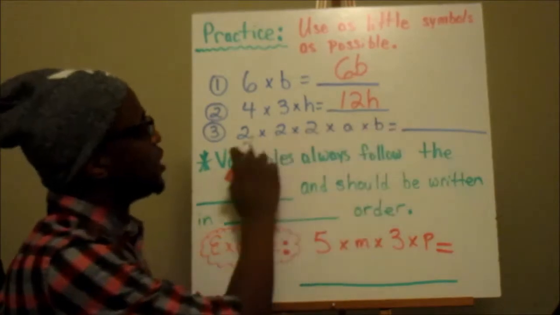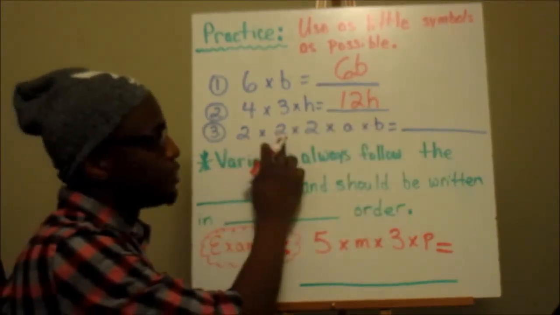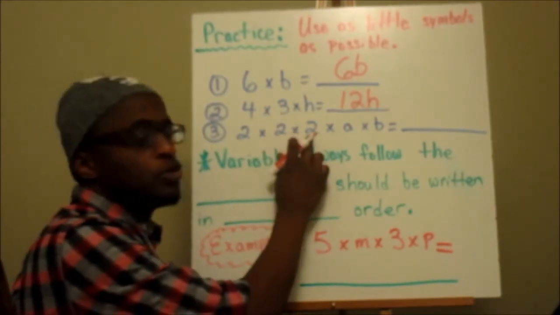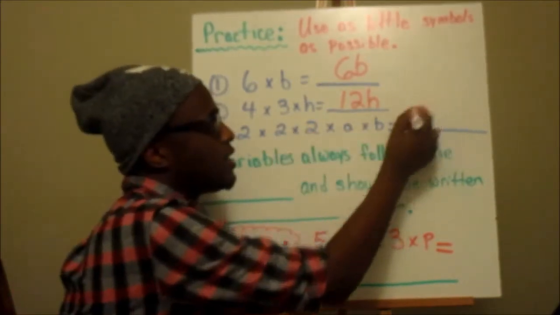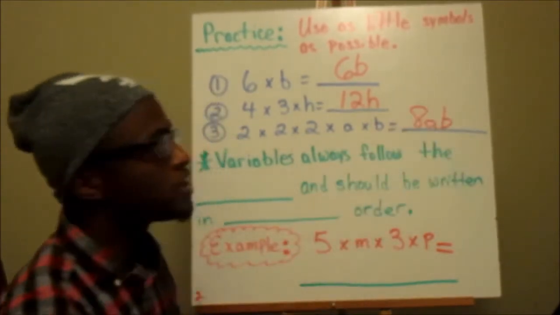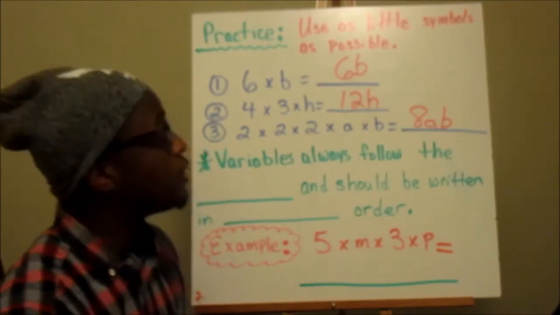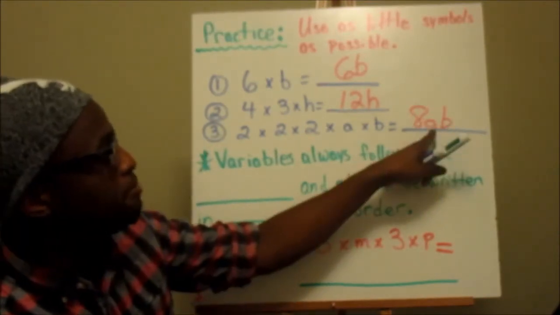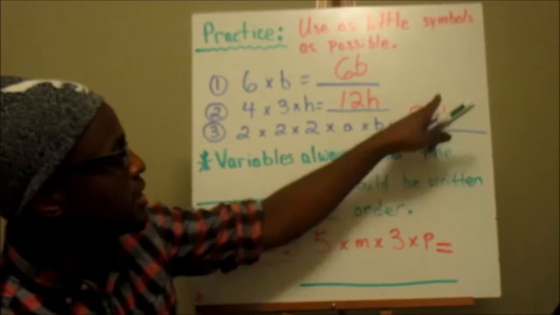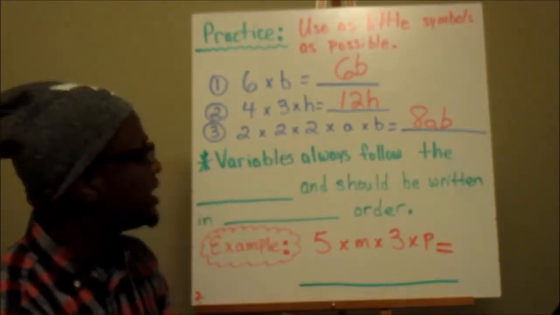Alright, same thing here. 2 times 2 times 2 times a times b. We can multiply 2 times 2, we'll get 4. Times another 2, we would get 8. So we put 8 there, and we would put the a and b right next to it. So no symbols at all. And this is just an easier way to represent multiplication when we're using variables. So this also means 8 times a times b.